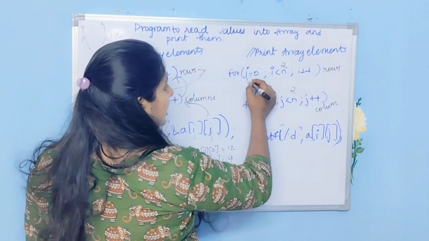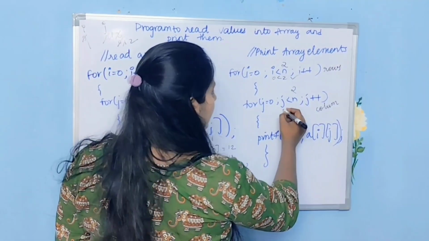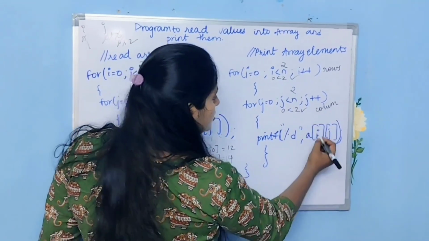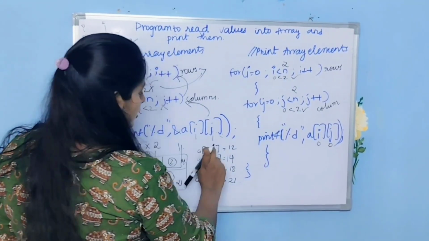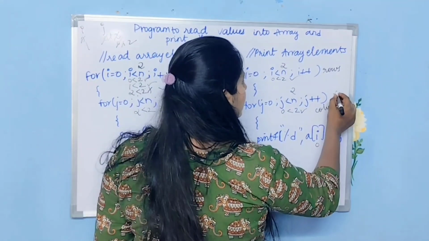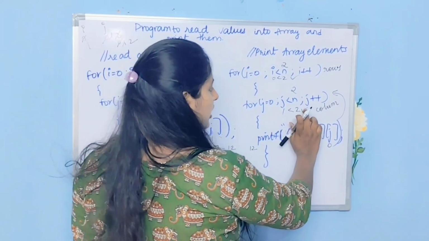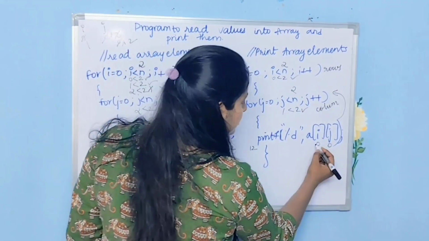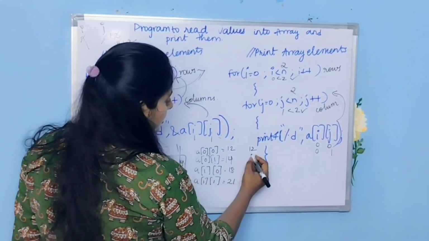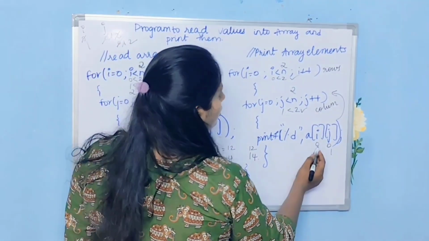First, i equals 0. 0 is less than 2. Condition true, so the inner loop is being executed. j equals 0. 0 is less than 2. Condition true. So what is 0, 0? 12. First, 12 is being printed as output. Again you go to j plus plus. j is 1. 1 is less than 2. Condition true. Inner statements will be executed. i is not changed yet, so it is 0, 1. What is there in 0, 1? 14. Again you will go back.